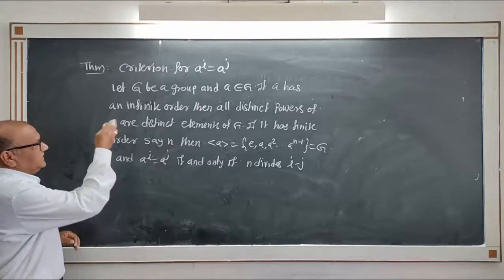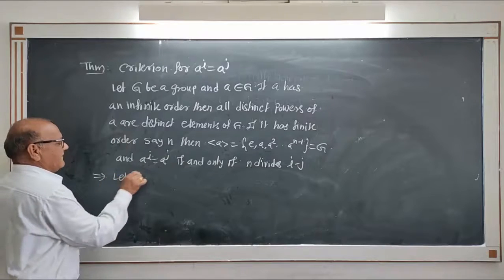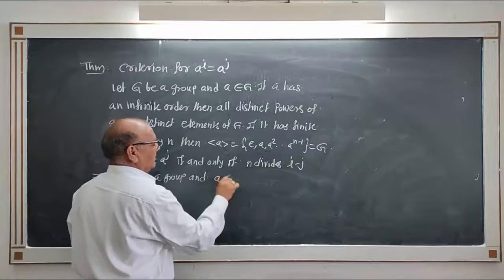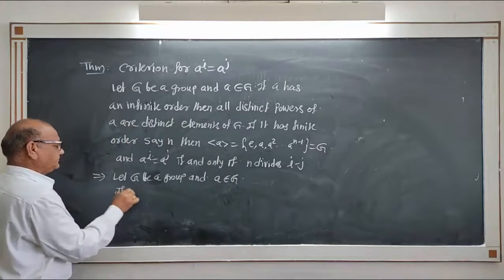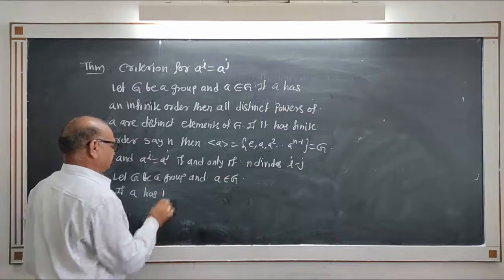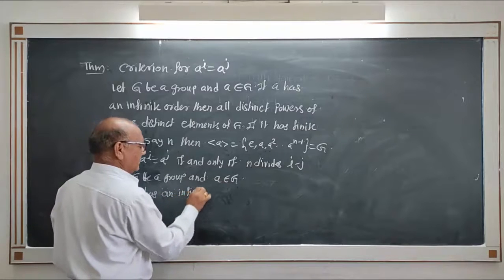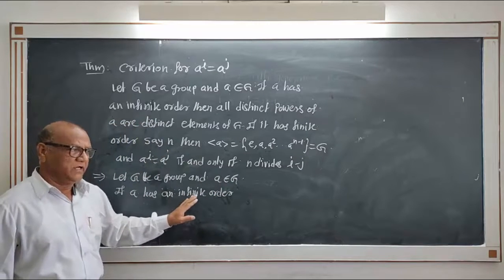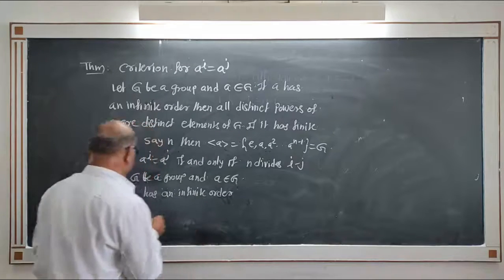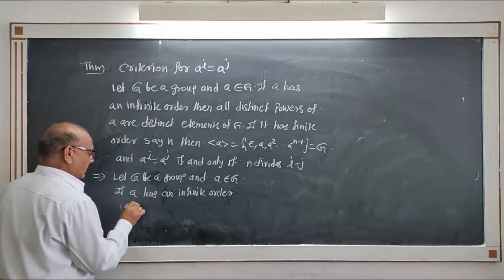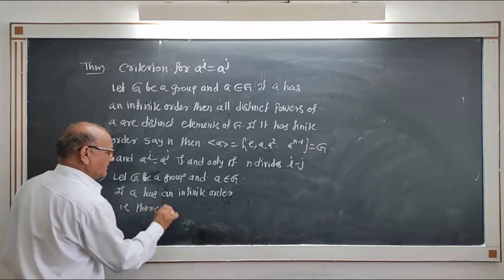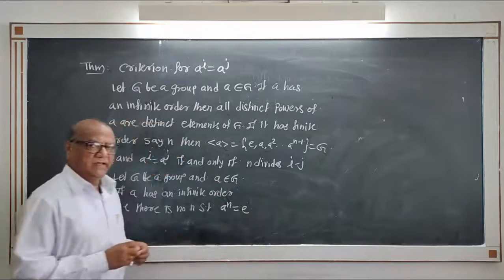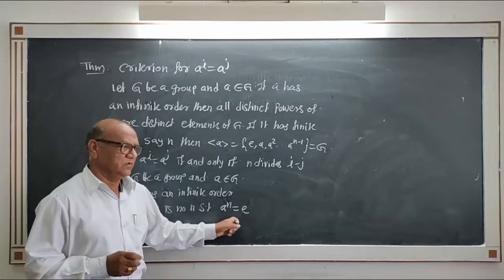See here, let G be a group and a belongs to G. If a has an infinite order, that means there is no n such that a raised to n is equal to e.